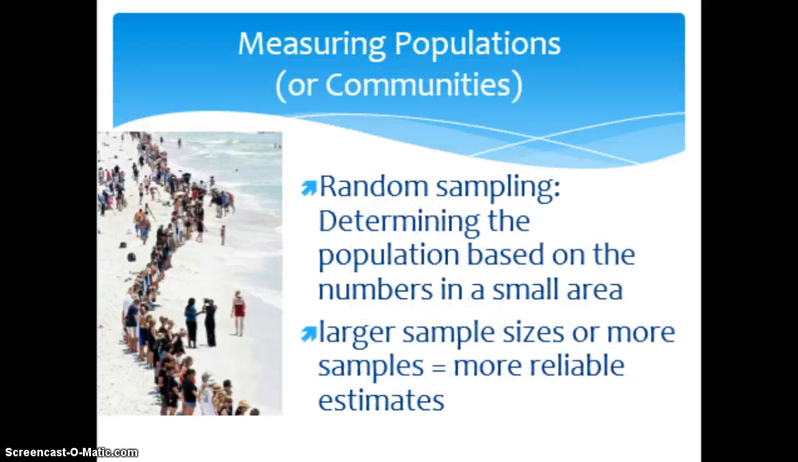So when we measure populations, or communities for that matter, you try to do it by random sampling. Basically, we want to determine the population of the whole group of individuals based on just how many we find in a small area. And obviously, the larger your sample, or the more samples you get, the more reliable your data is going to be. Since you are randomly sampling, you're not going to get every single organism, so you want to include as many as possible.